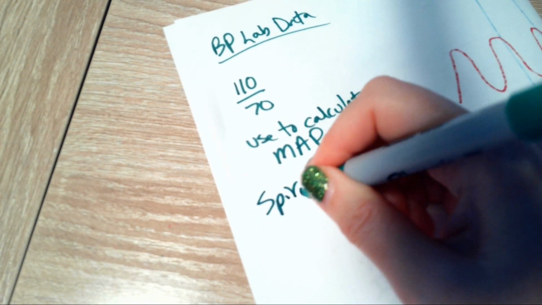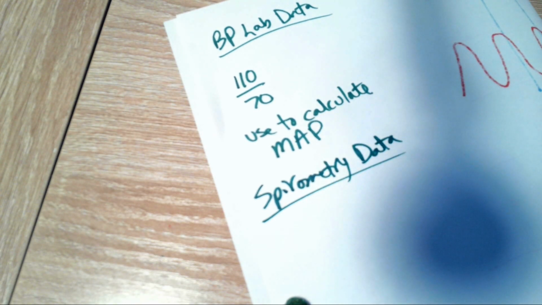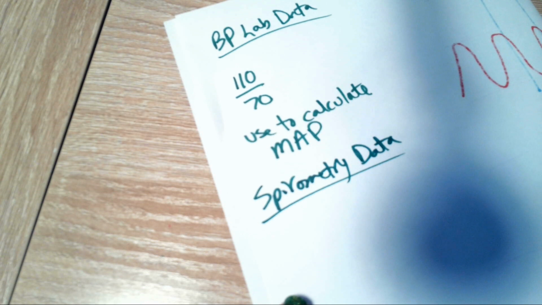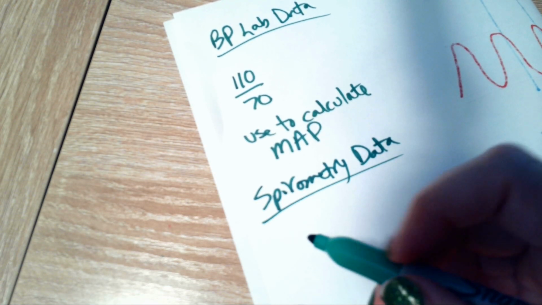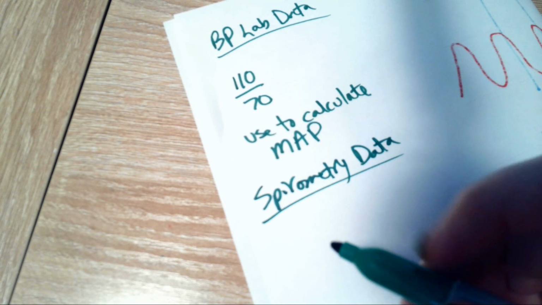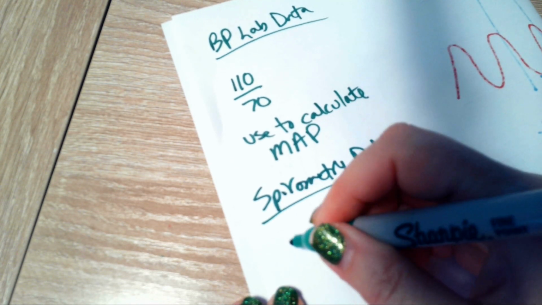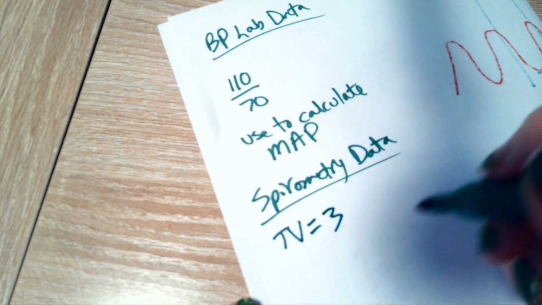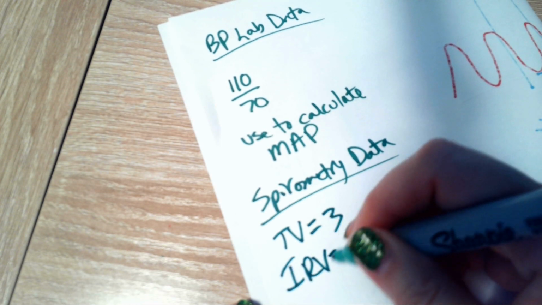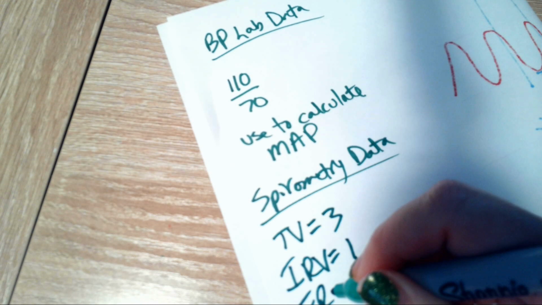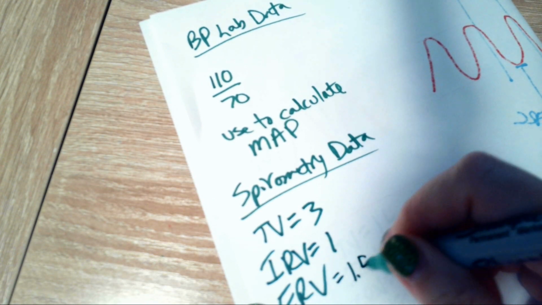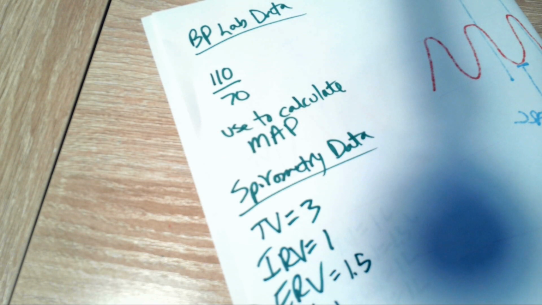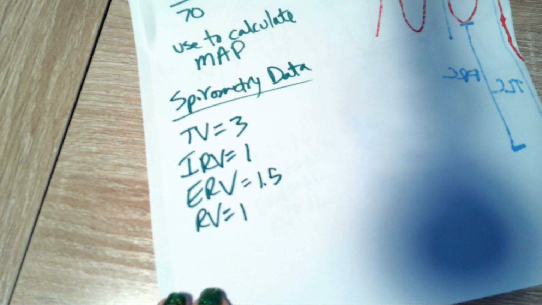For our spirometry data, I'll give you the volumes that we would have measured, and you just use those volumes to fill out the data sheet in your lab book, and then use it to calculate those capacities, the inspiratory capacity, expiratory capacity, etc. All the things from slide 2. So I'll give you a tidal volume of 3 to give you good lungs, an inspiratory reserve volume of 1, an expiratory reserve volume of, let's say, 1.5, and then a residual volume of 1. And those would all be in liters.